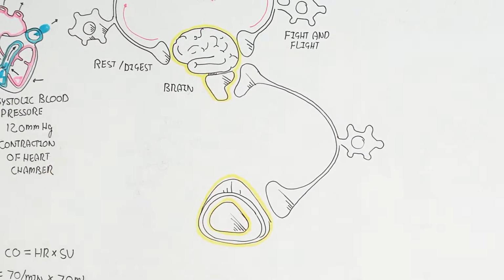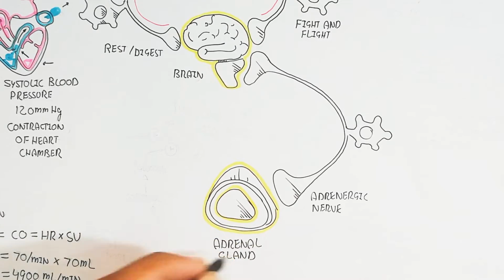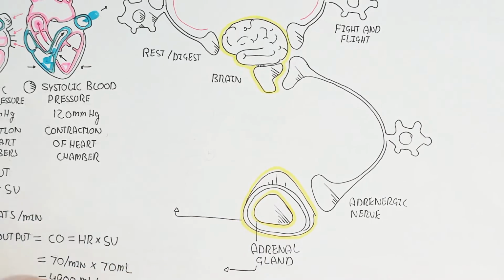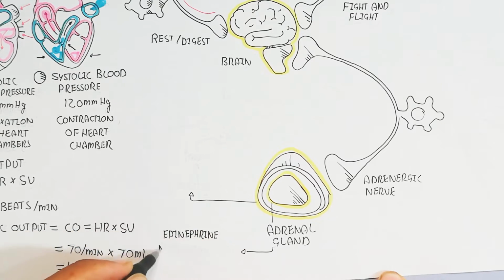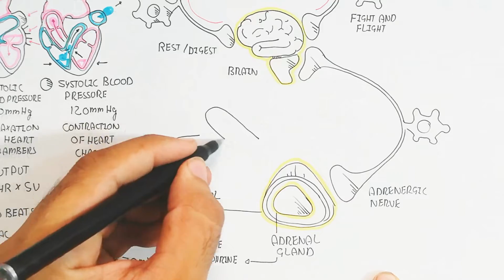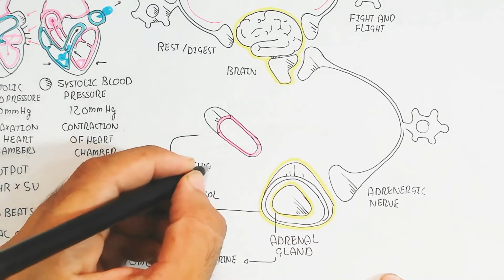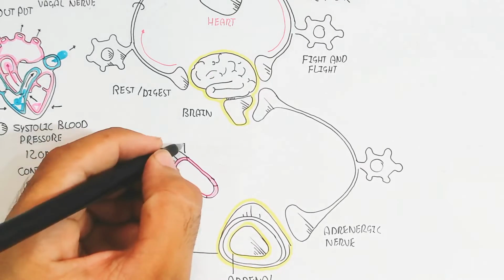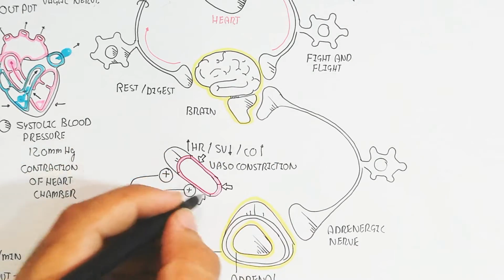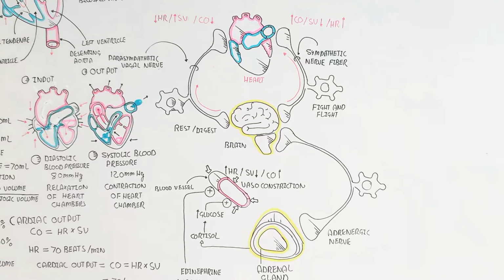While here are the hormonal changes, where the sympathetic nerve fiber, the adrenergic nerve, stimulates the adrenal gland, the adrenal medulla and cortex. After this, epinephrine and norepinephrine will be produced. This epinephrine and norepinephrine, as well as the cortisol, will target the blood vessels and lead to blood vessel constriction, and due to this the blood pressure rises, and cortisol increases glucose, so the hyperglycemia will lead to a blood pressure increase. So this is the blood vessel, and the heart rate will be increased due to this hormonal action, and the stroke volume will be decreased while the cardiac output will be increased.